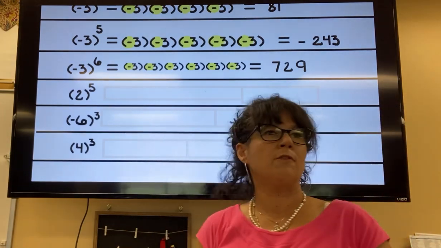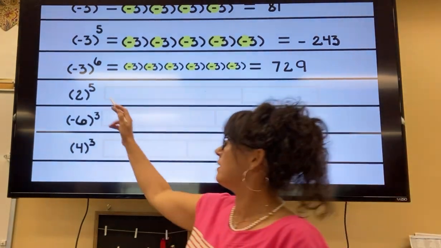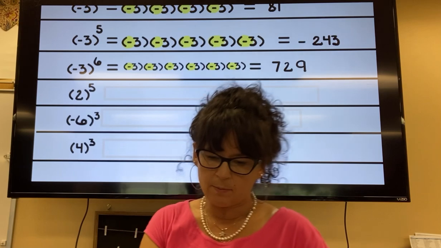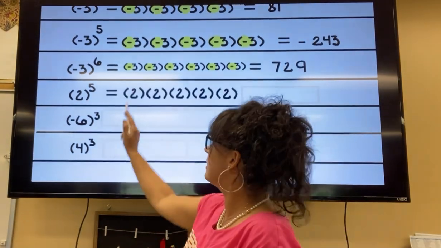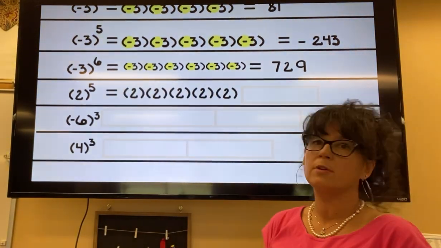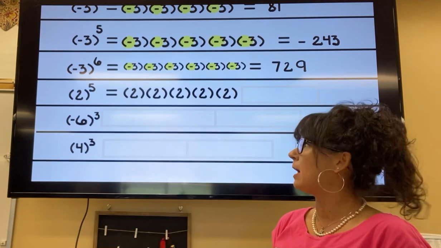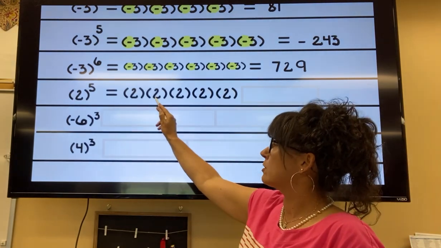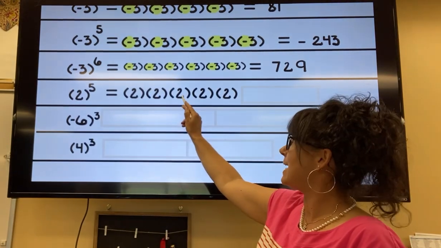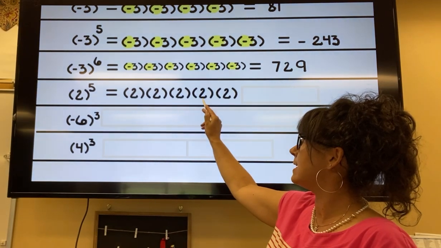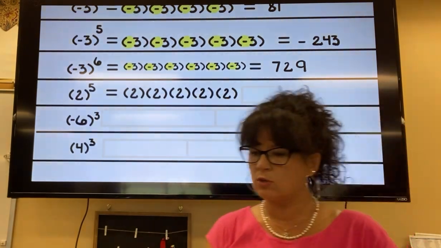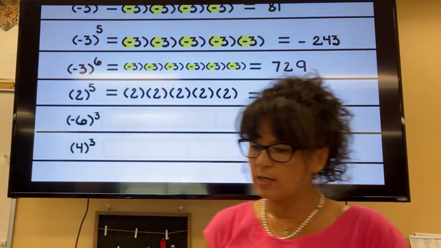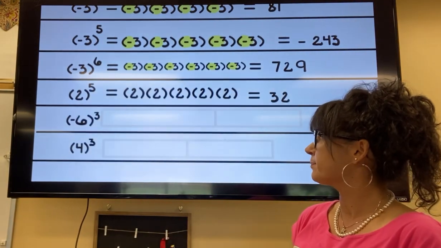Okay, now 2 to the fifth, I didn't do very many positive numbers because no matter how many times you multiply a positive number times itself, the answer is going to be positive. 2 times 2 is 4, 4 times 2 is 8, 8 times 2 is 16, and 16 times 2 is 32. So we get positive 32.